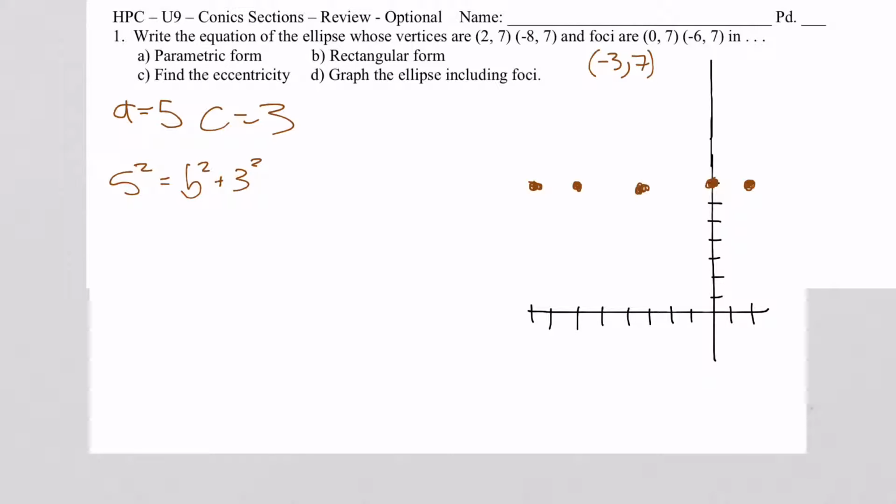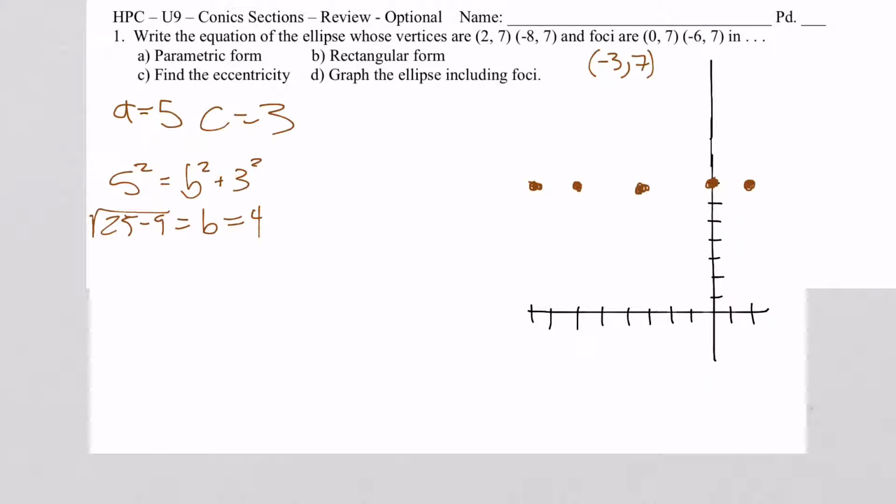I look at this and I recognize that this is actually a 3, 4, 5 triangle. If you know the hypotenuse is 5 and you know one of the legs is 3, then the other leg has to be 4. You could also just solve it. 25 minus 9 equals B squared. So square root all that to get B. 25 minus 9 is 16. Square root of 16 is 4. And so we got B is 4.